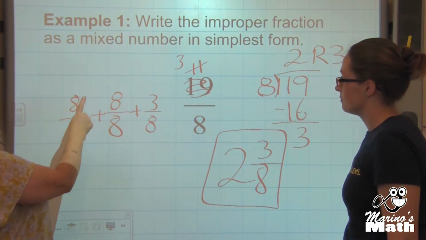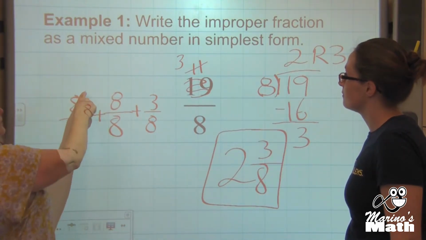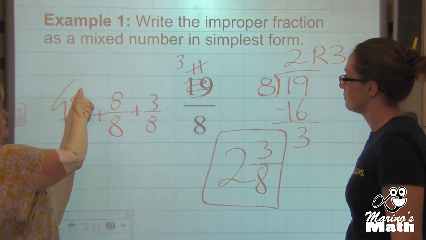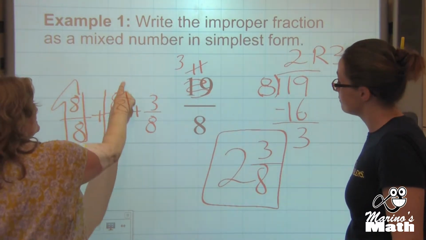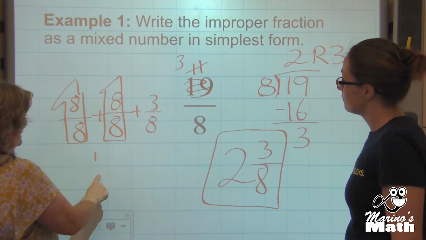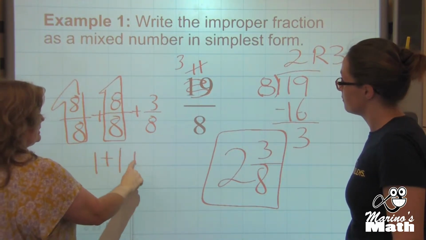Now I have 8 over 8 plus 8 over 8 plus 3 over 8. Well, 8 over 8 is 1, right? Because anything over itself is 1. Yep. This 8 over 8 is also 1. So what we have is 1 plus 1 plus 3/8.